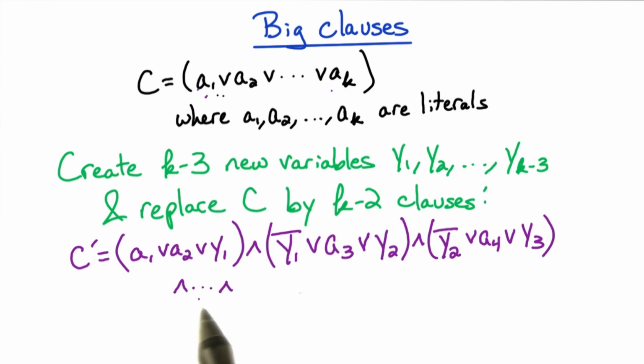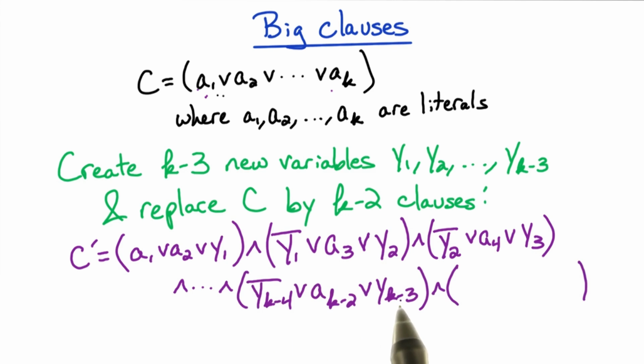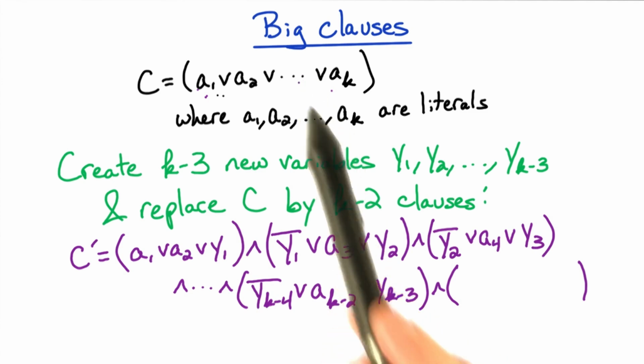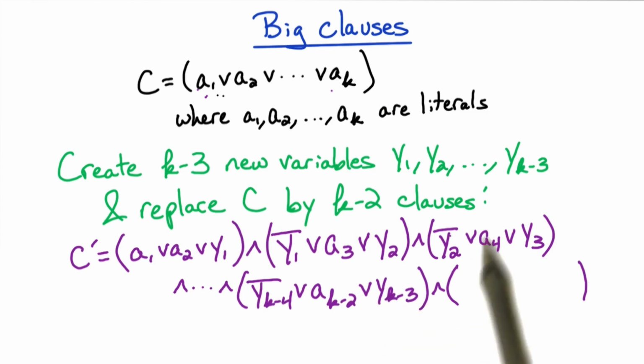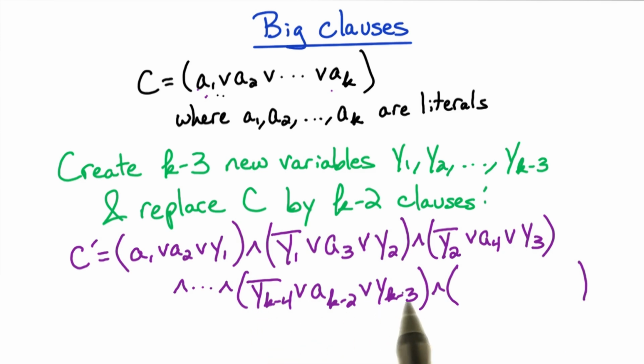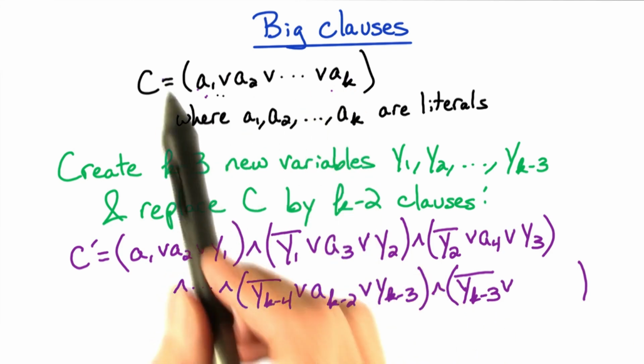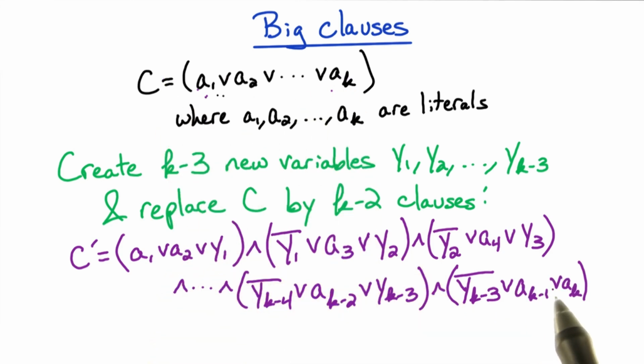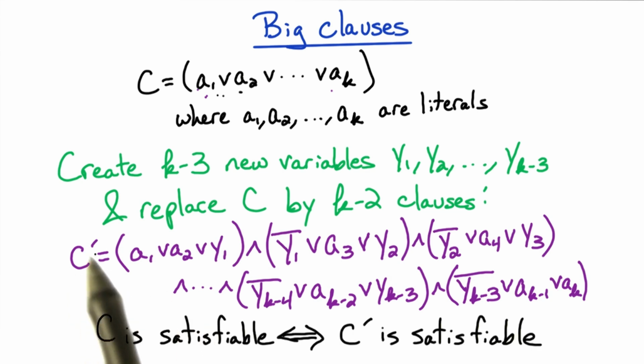Now we continue this pattern, and then the last two clauses look as follows. So the penultimate clause looks as follows. It's going to have y_{k-4} bar, or a_{k-2}, this is the third to last literal, or y_{k-3}, this is the last new variable in the positive form. So this penultimate clause follows the same pattern. The last clause is going to be slightly different. It has y_{k-3} bar, same pattern as before. And then we use the last two literals of C. So we have a_{k-1} or a_k. This defines our formula C prime.